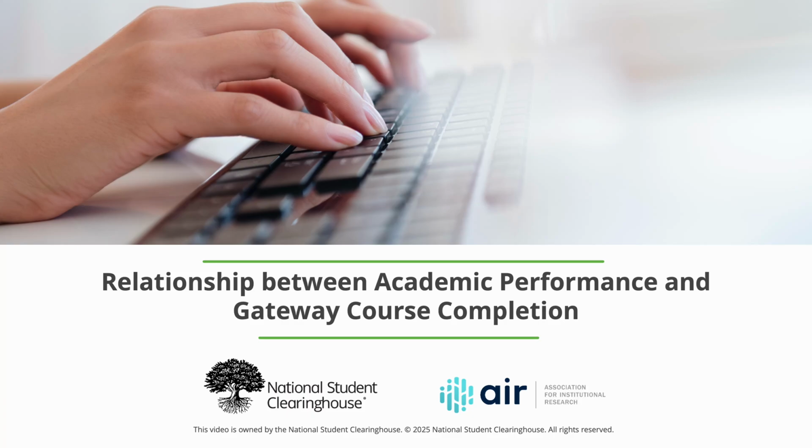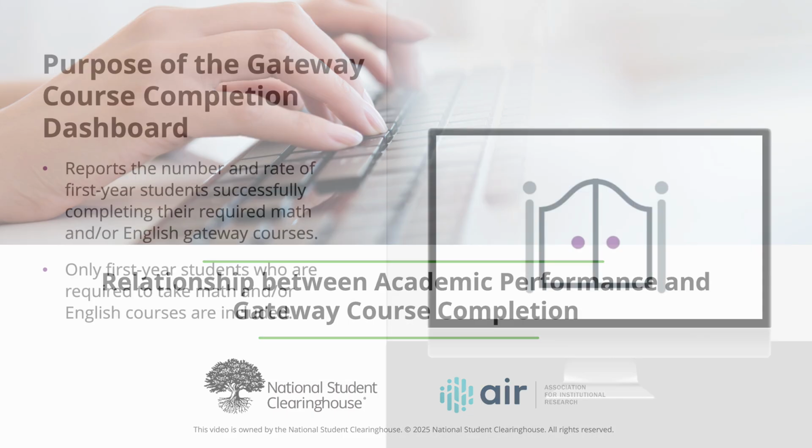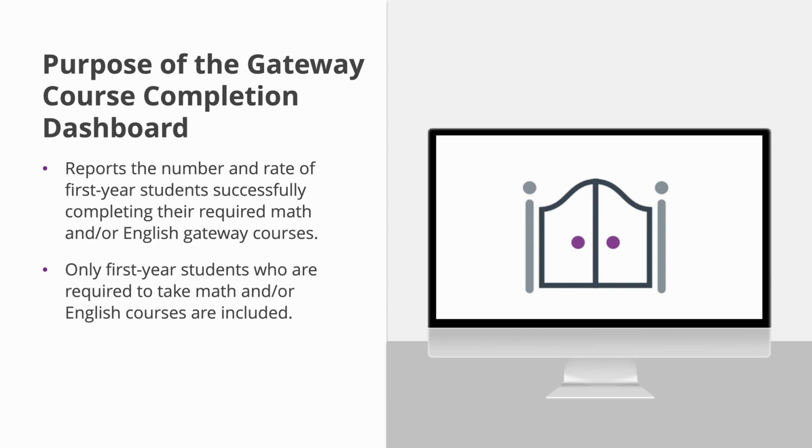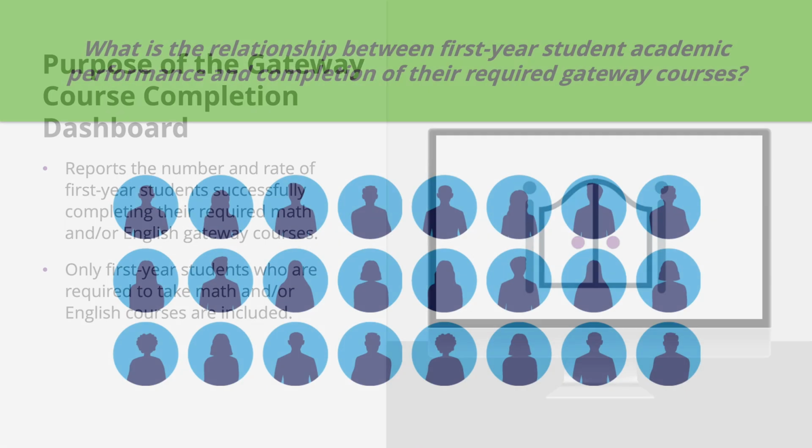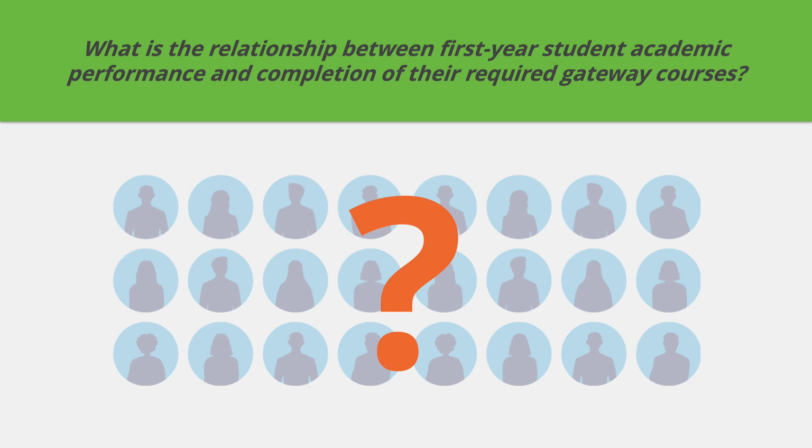In this tutorial, we demonstrate how to use the PDP Gateway Course Completion Dashboard to understand the relationship between students' academic performance and the completion of their required Gateway courses. As a reminder, the Gateway Course Completion Dashboard reports the number of first-year students who successfully complete their required Math and/or English Gateway courses. Students who complete all required Gateway courses prior to enrolling at the institution are not represented in this dashboard. Let's use this dashboard to answer this question.